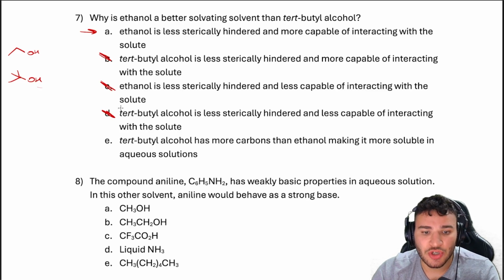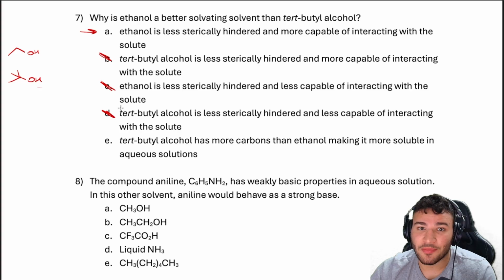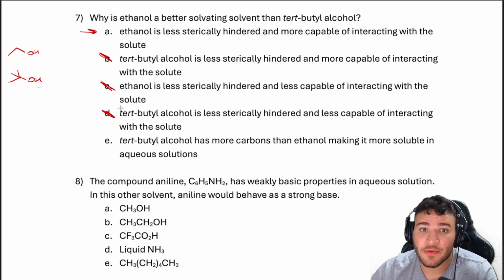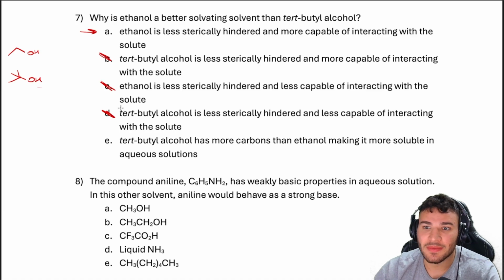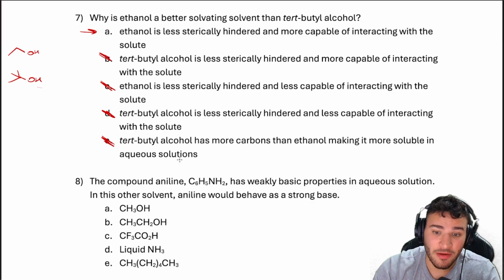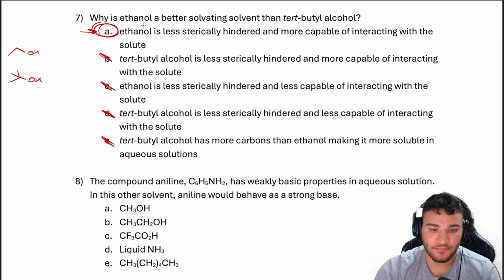And the last answer choice, tert-butyl alcohol has more carbons than ethanol, making it more soluble in aqueous solutions. It does have more carbons, right? Two more carbons than ethanol, but does it make it more soluble in aqueous solutions? Remember your properties of hydrocarbons. The more carbons we have, the less soluble it is in aqueous solutions, right? Aqueous means water. As we add carbons, they become less miscible in water and more miscible in oils or other nonpolar compounds. And so although it does have more carbons, that part's true, the second part is untrue. And so our best answer choice is A.